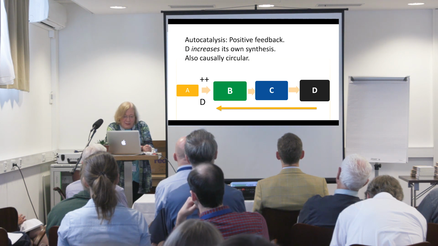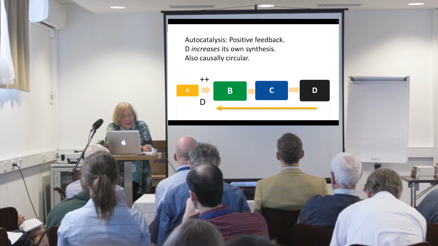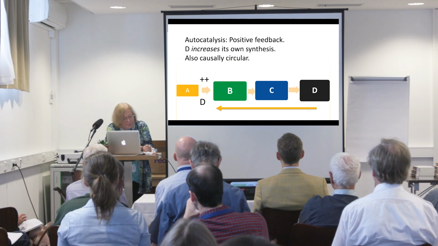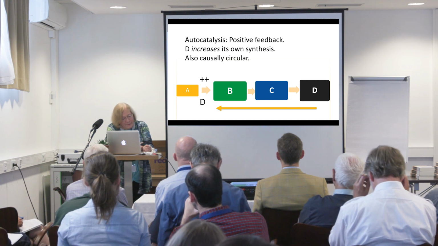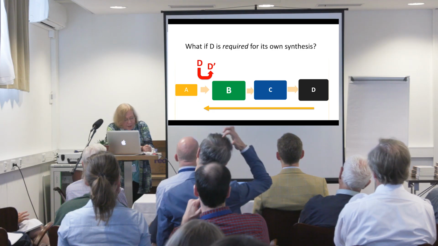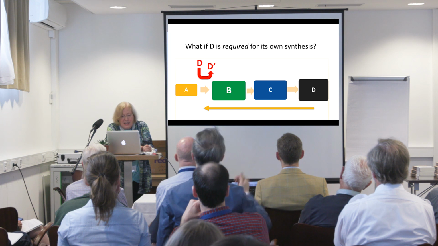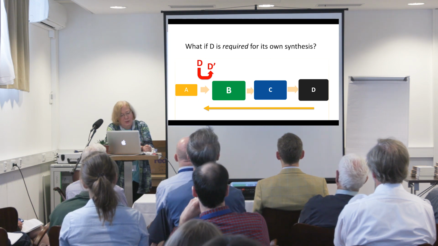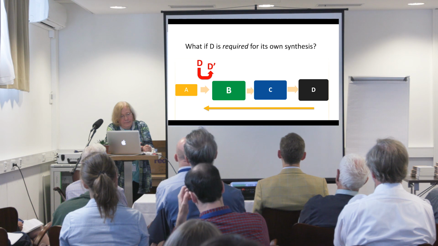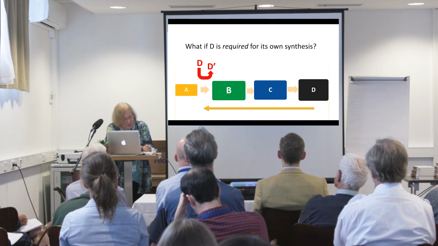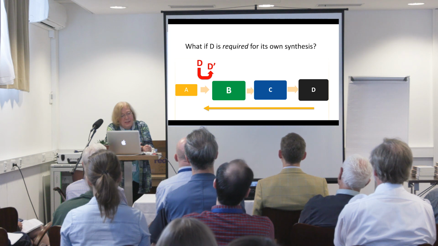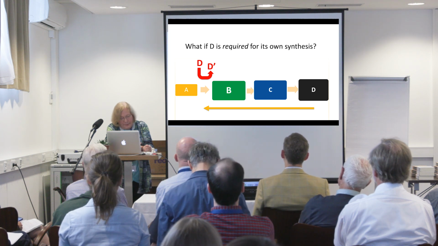There are phenomena like this, there are reactions like this in the cell, but they are not so common as negative feedback reactions, where it's actually intended to control the metabolism in a more tightly coupled way. What about the situation where you actually need the compound to start the reaction? That's the thing I'm interested in, causal circularity. You actually need the thing to start the reaction.